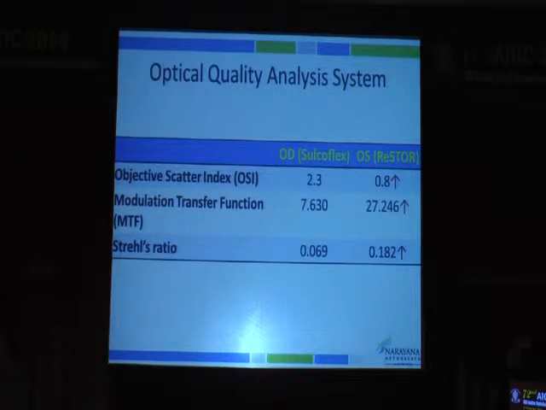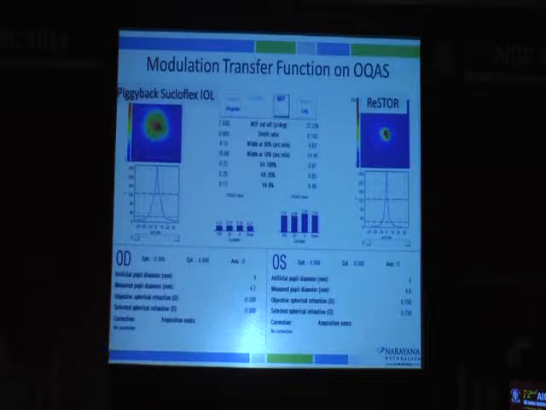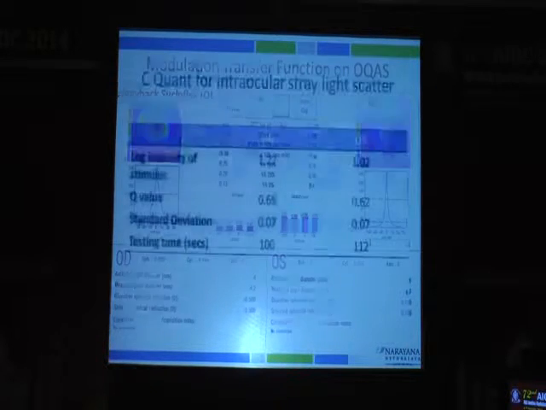So we did an optical quality analysis system, and we analyzed the patient's objective scatter index, the modulation transfer function, and the Strehl ratio on the OQAS. What you can see on the left is the piggyback Sulcoflex IOL. If one can notice, there is a lot of diffraction of light and it's not coming to a point focus, whereas the eye with the primary multifocal IOL is focusing better. So the objective scatter index is much more in the eye with the piggyback IOL, which means it's not doing as well. Similarly, the modulation transfer function also was better in the eye with the primary multifocal IOL.